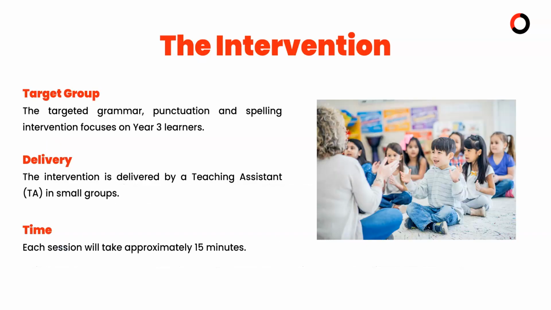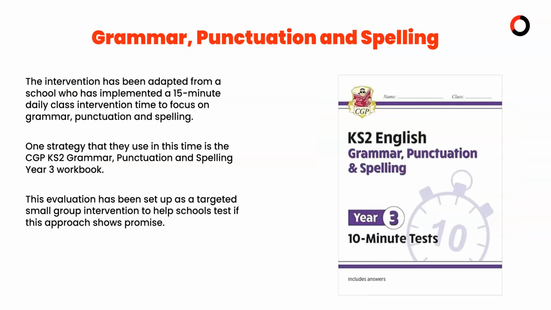So the intervention. It's a targeted grammar, punctuation and spelling intervention that focuses on Year 3 learners. It's delivered by a teaching assistant in small groups, and each session will approximately take 10 to 15 minutes. The grammar, punctuation and spelling intervention uses this book from CGP, and it's been adapted from a school who've implemented this as a daily intervention time to focus on spelling, punctuation and grammar.